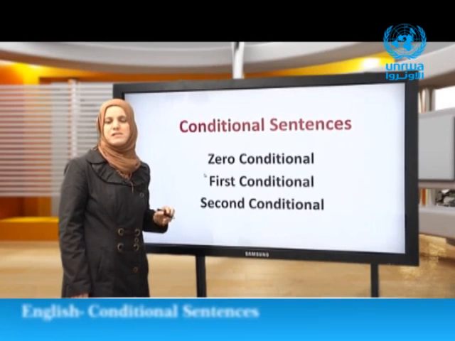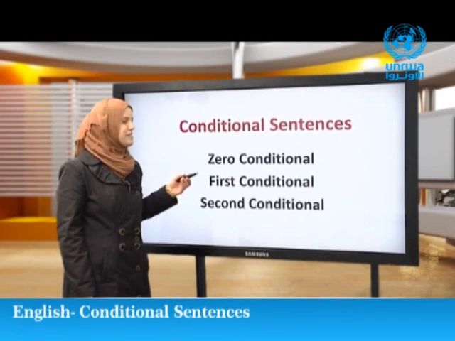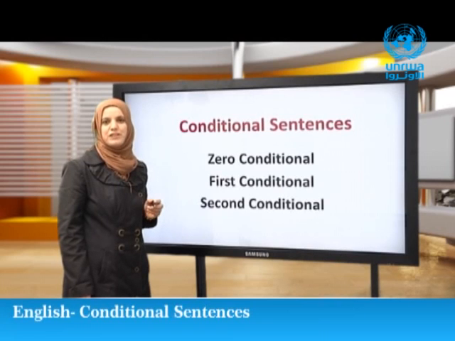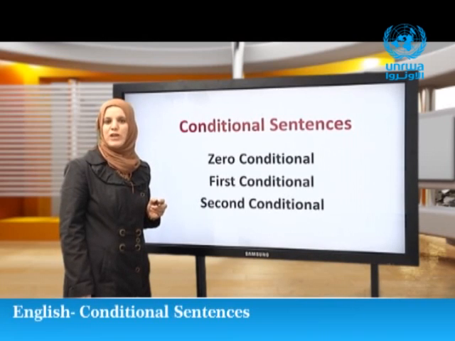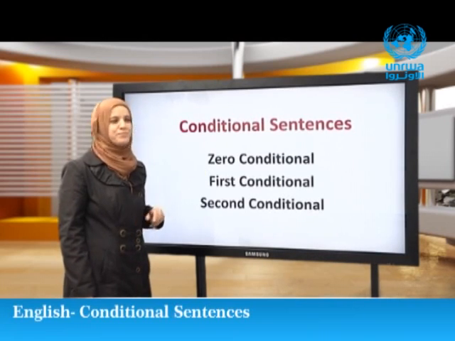Today we are going to discuss conditional sentences. Zero conditional, first conditional and second conditional. سنناقش اليوم الجمل الشرطية. Let's look at this.